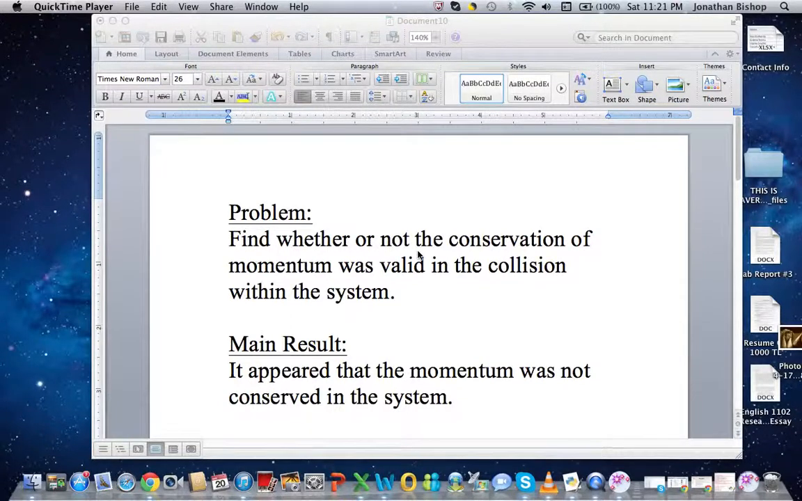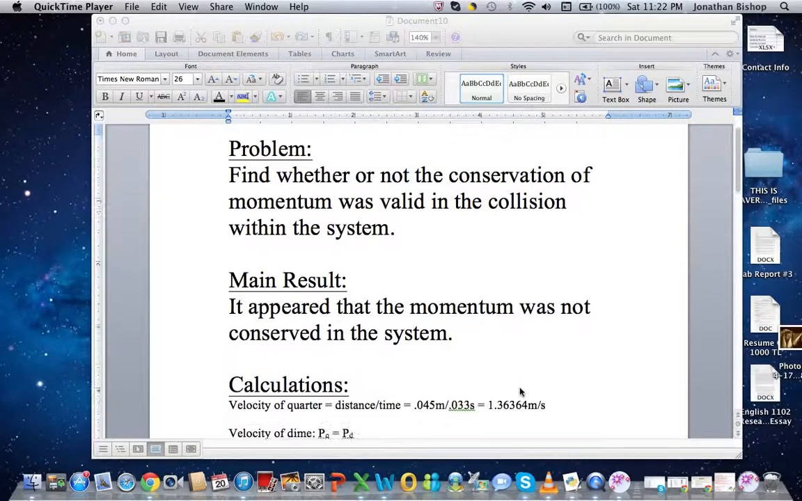This is my last lab for Physics 1. We're supposed to choose whatever we wanted to do, and so I wanted to choose the conservation of momentum in a collision of a quarter and a dime. The problem was to find whether or not the conservation of momentum was valid in the collision within the system, which was a quarter and a dime. And the main result was it appeared that the momentum was not conserved in the system.